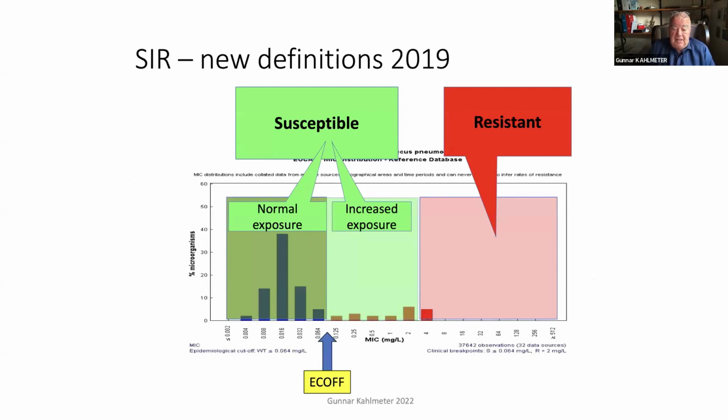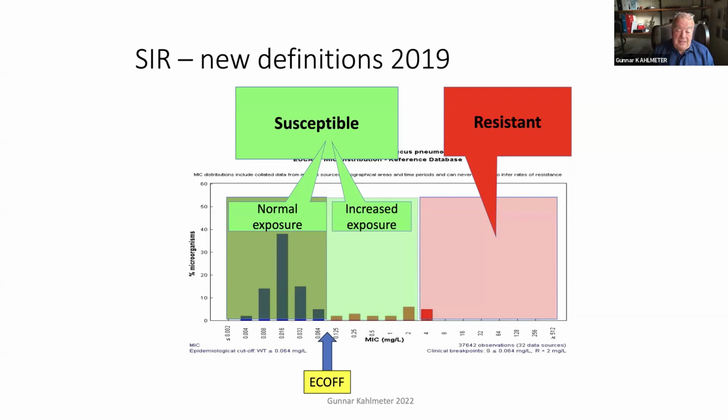And these are the definitions then. You can see there are two green definitions, normal exposure and increased exposure, but both of those, the S and the I, are susceptible. And then, of course, you have the red for resistant, and the distribution you're looking at is the Streptococcus pneumoniae distribution of MIC values collected from all over the world. There are 37,000+ MIC values from all over, from 32 different investigators. The clinical breakpoints are S less than or equal to 0.06 and R more than 2.